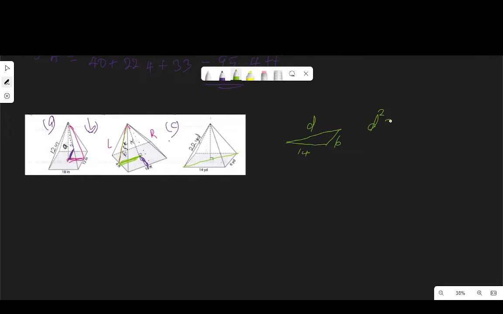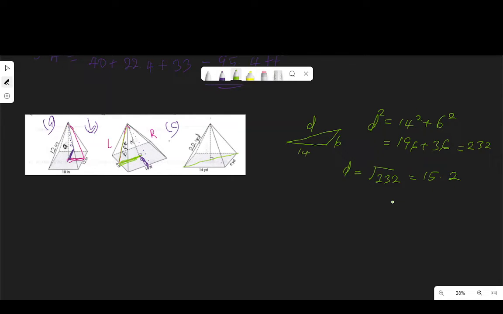D squared is equal to 14 squared plus C squared. 14 squared is 196 plus 36. 196 plus 36 is 232. So D will be the square root of 232. And the square root of 232 is 15.2, approximately.